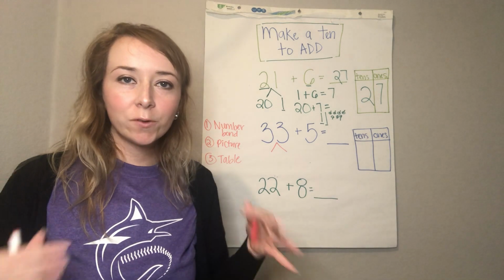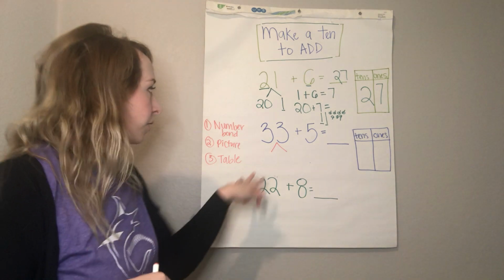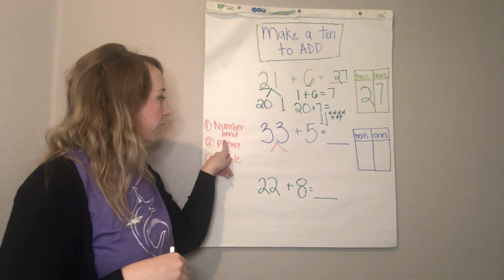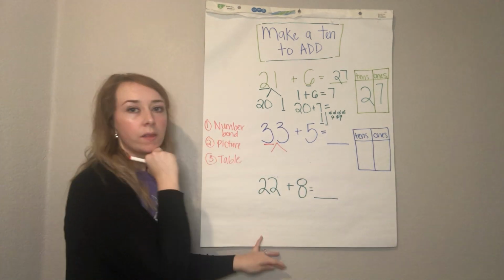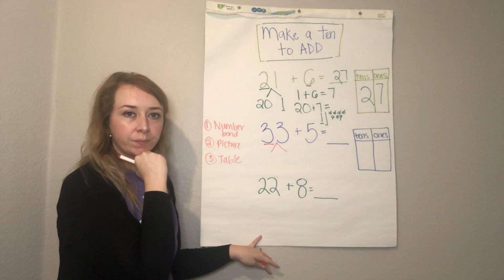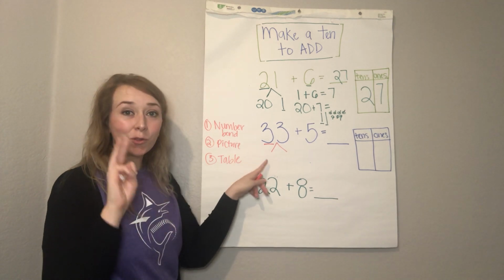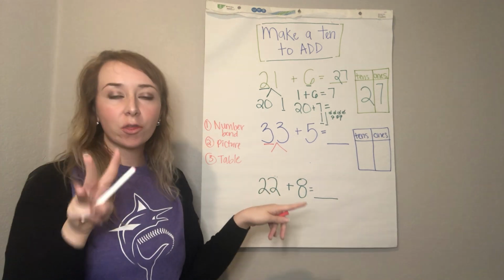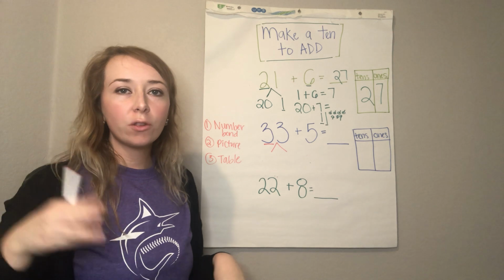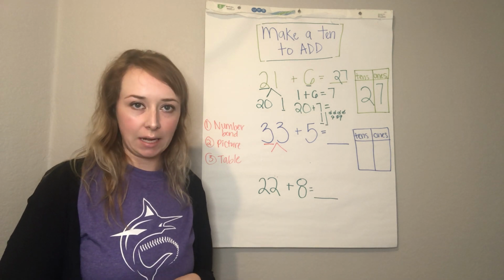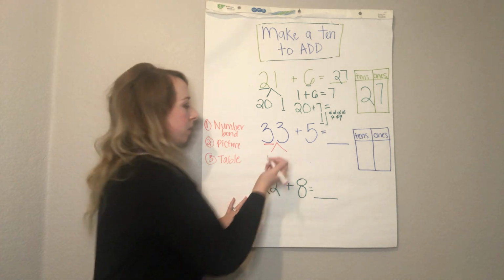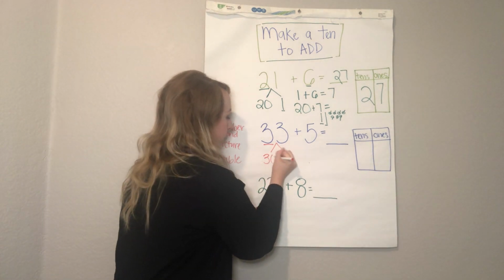All right, friends, I'm going to start helping out here. So our first step was to break the number into a number bond. How many tens do we have in the number 33? We have 3 tens. And so if we have 3 tens, how much are those 3 tens worth? What is the value of those 3 tens? 30. So we have 30.